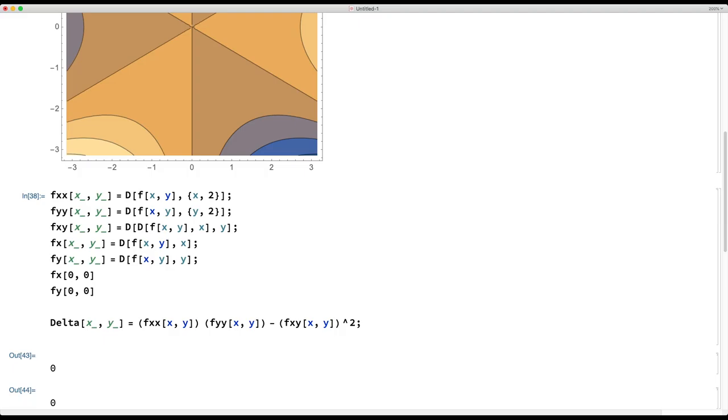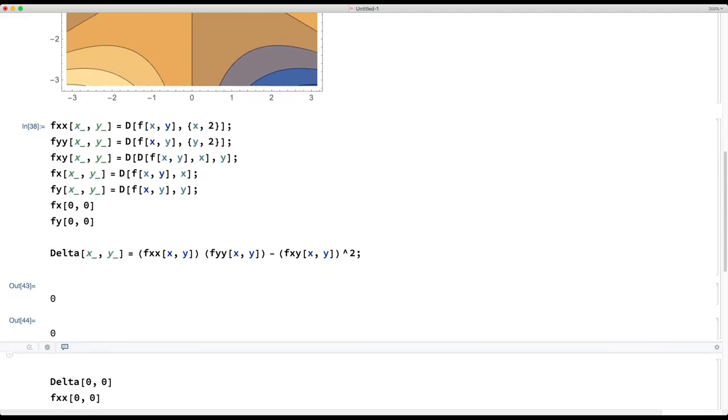Okay, and then I want to compute fx at (0,0) and fy at (0,0) because I think I've got a critical point there, and I just need to make sure, and sure enough, I do. So what does it mean to be a critical point? It's not enough to make one of those derivatives 0. You have to make both of them 0 at the same place. So this is a point where my gradient is 0.